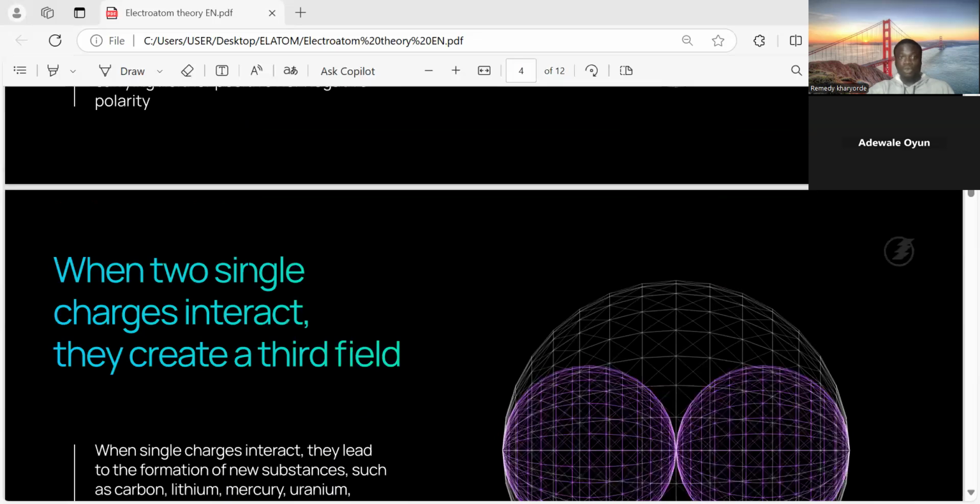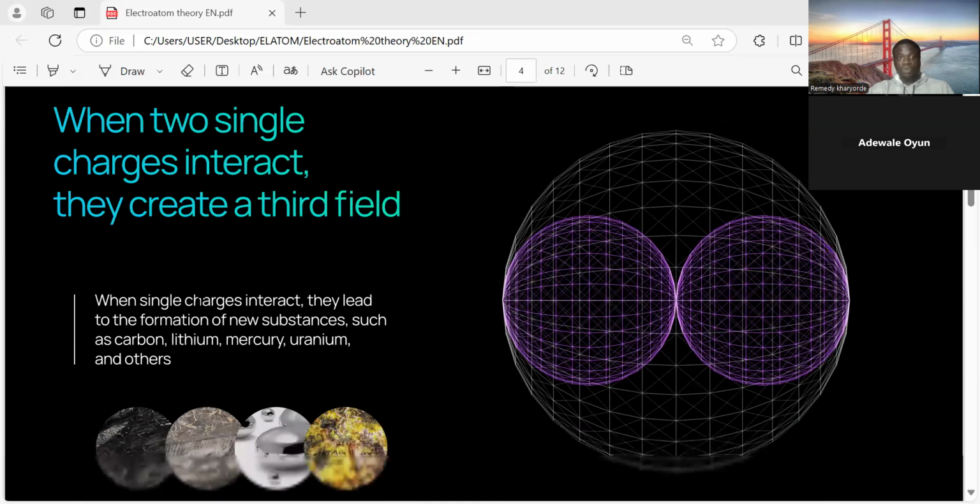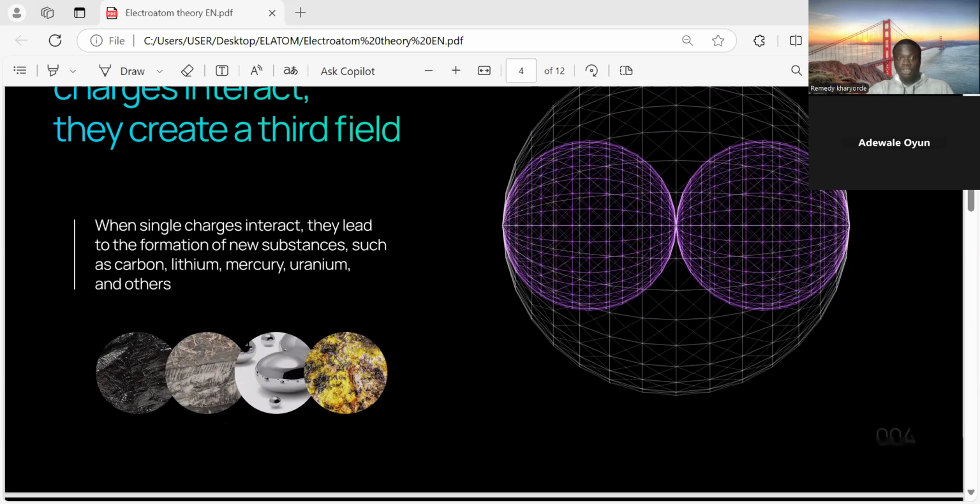When two single charges interact, they create a third field. So when two charges, which are neither negative nor positive, interact, they produce a third field. And when single charges interact, they lead to the formation of new substances such as carbon, lithium, mercury, uranium, and others. So when single charges interact with each other, they give birth to a third field, which could be either carbon, lithium, mercury, uranium, and others.